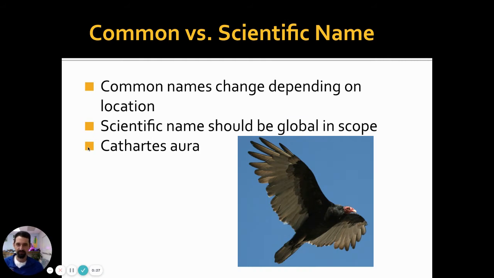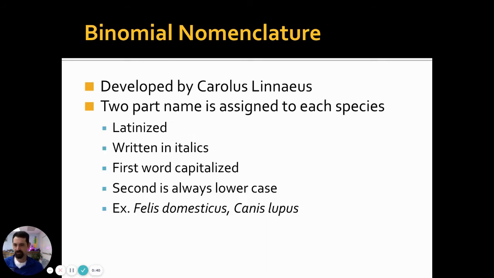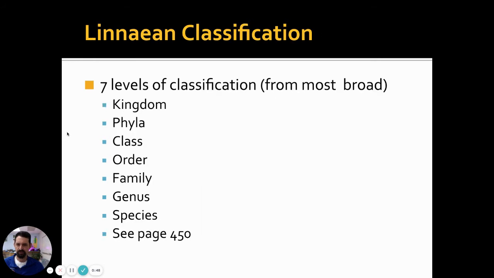His idea was that every organism should have a unique scientific name that everybody can use, and each organism just gets one scientific name, and those names aren't shared, so they're universal in scope. We discussed that the name is a two-part name, hence the term binomial nomenclature. We discussed that, and then the hierarchical nature of Linnaeus's classification system.